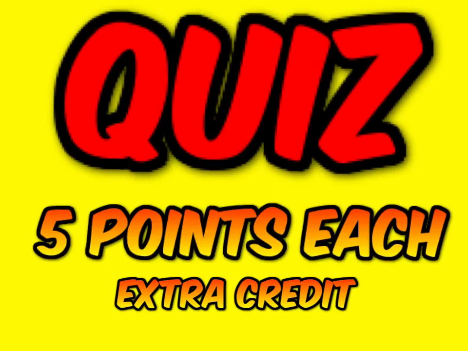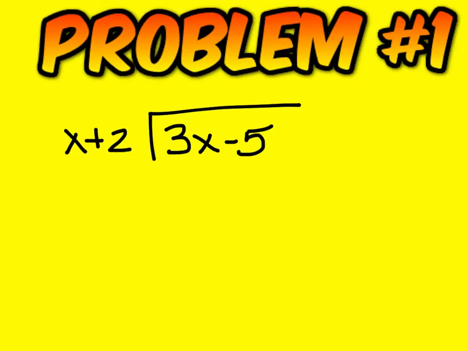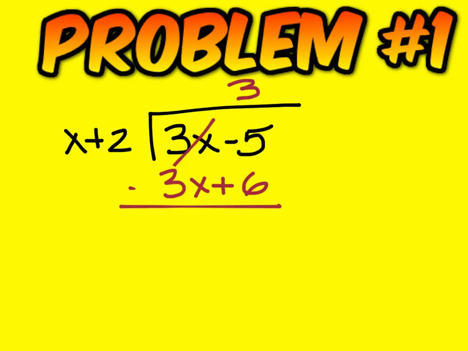5 extra points for each one that's right. Drop it off up here at the table. 3x minus 5 divided by x plus 2. For extra points on this one, you're going to figure out what you multiply this by to get to this. So that would have to be a 3. 3 times x plus 2 is 3x plus 6. Subtract and these cancel out, and a negative 5 minus 6 is a negative 11. So we'd end up with not that, but 3, remainder 11.